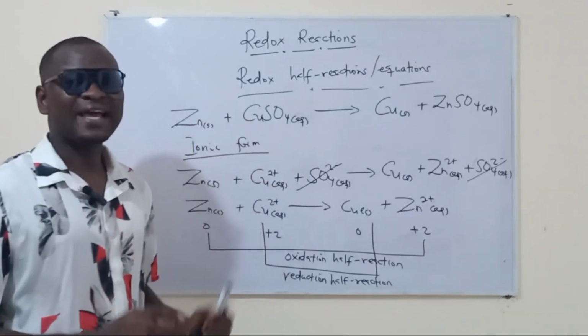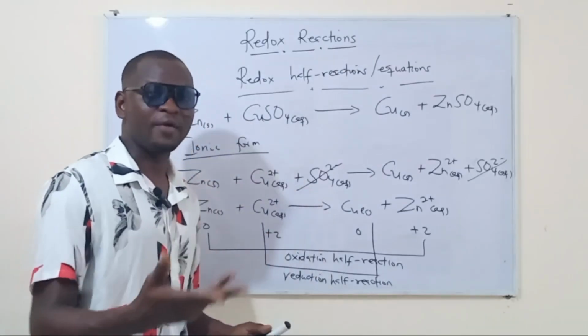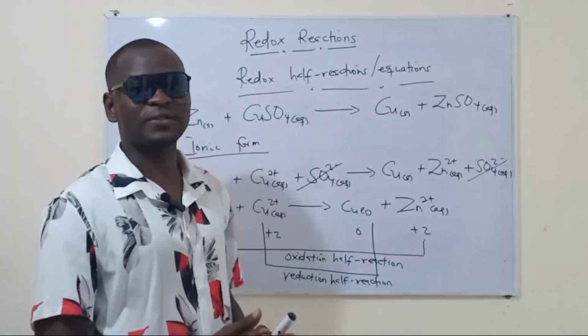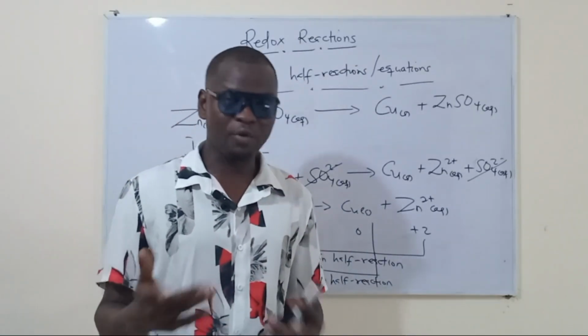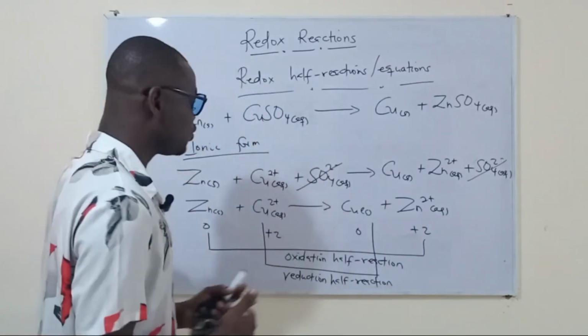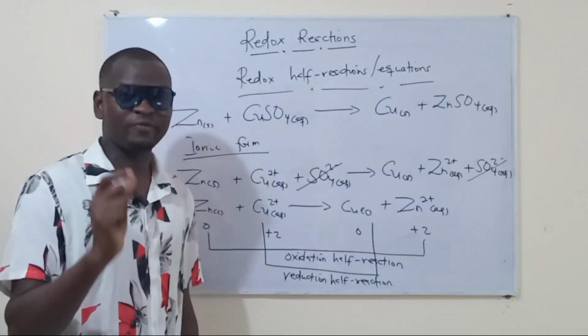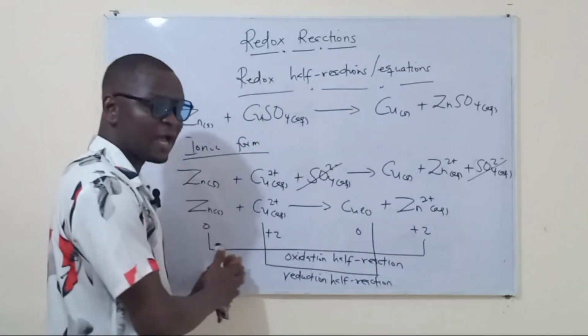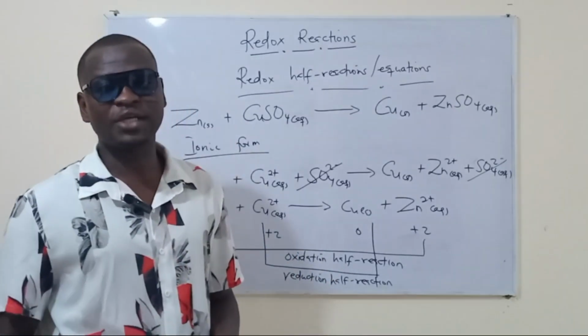Note that either an oxidation half or a reduction half cannot be considered a redox equation or reaction on its own. A redox equation or reaction must be made up of the two parts: the oxidation half reaction and the reduction half reaction.